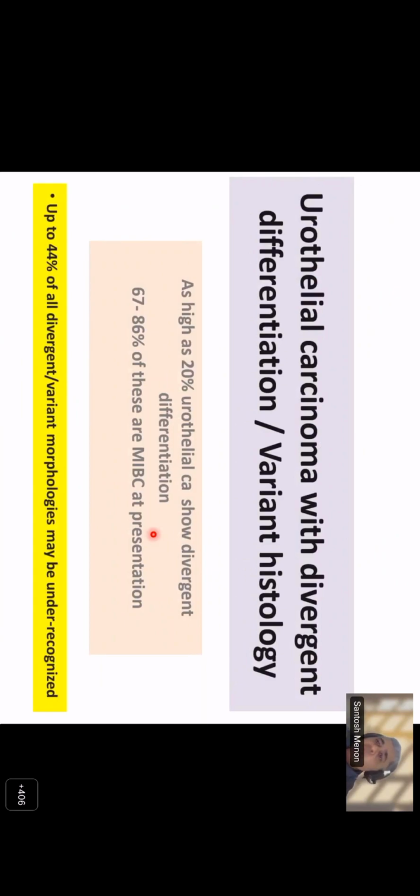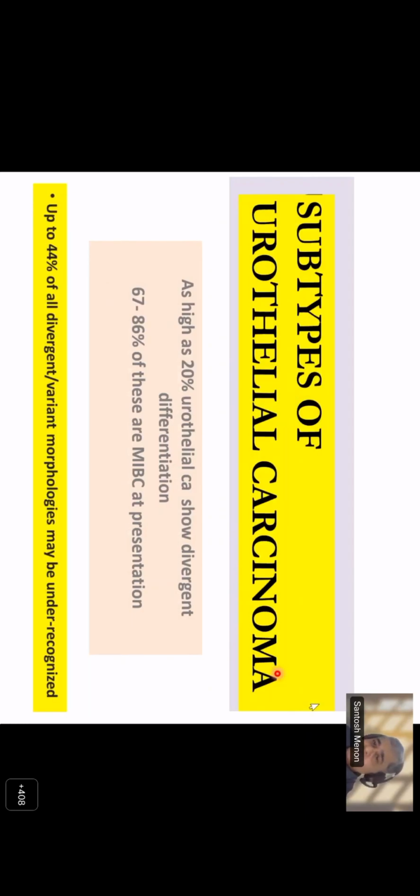Why do you want to know about this divergent differentiation? All these subtypes, the micropapillary, squamous, earlier used to be called variant histology, but now they are called subtypes of urothelial cancer. As high as 60 to 80% of them are muscle invasive at presentation. That's the importance of picking up these different histologies, because the majority of them are muscle invasive presentations. And as pathologists, we tend to miss this histology and they are under-recognized. So we need to be aware of this.